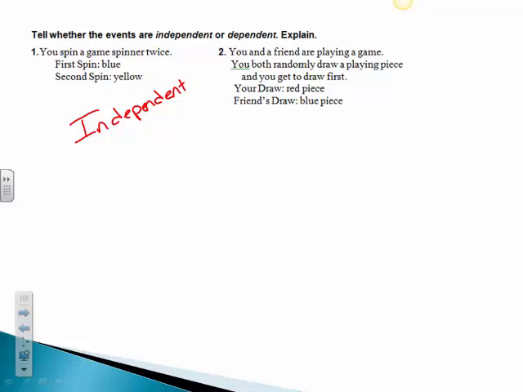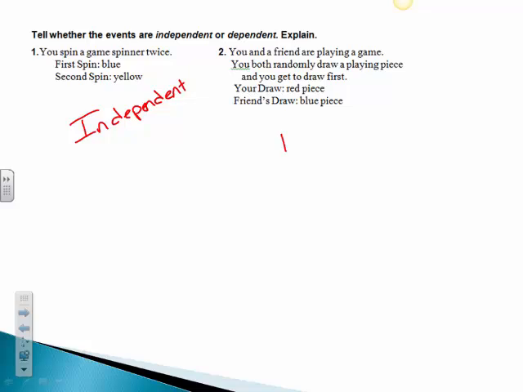So think about this. You have a bag or some sort of thing, and you pull out a red piece. Do you put the red piece back? Well, no, it's a game. You're pulling a piece out and you're keeping it. Well, that changes the total pieces in the bag. So it changes that denominator for the probability of your friend. So your draw does affect your friend's draw because it changes the total number of pieces he can draw from.